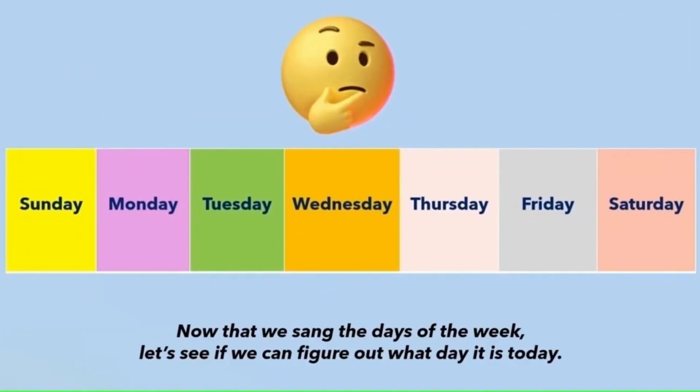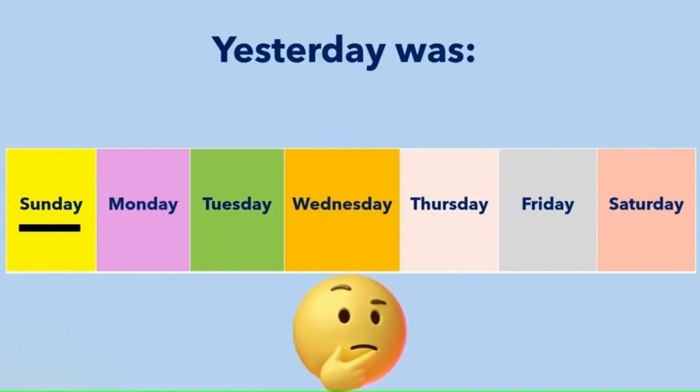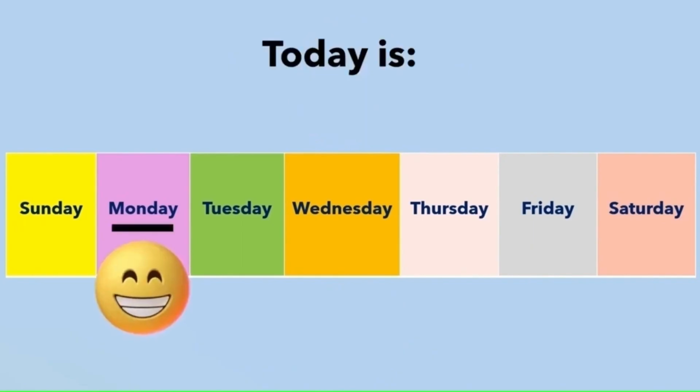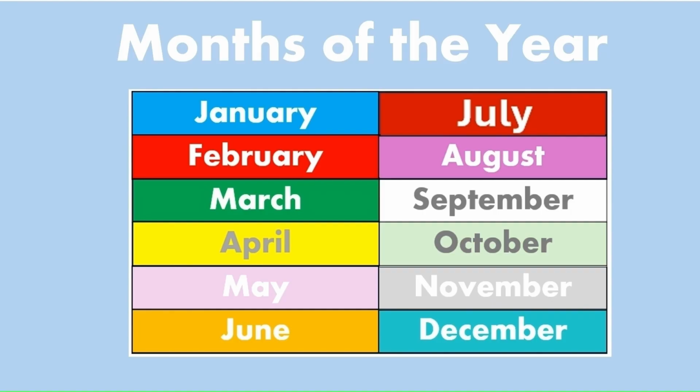Now that we sang the days of the week, let's see if we could figure out what today is. Yesterday was Sunday, so today must be Monday. Today is Monday. Can you say Monday? Monday. Let us learn a song about the 12 months of the year.